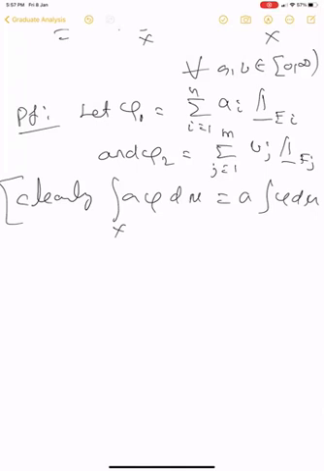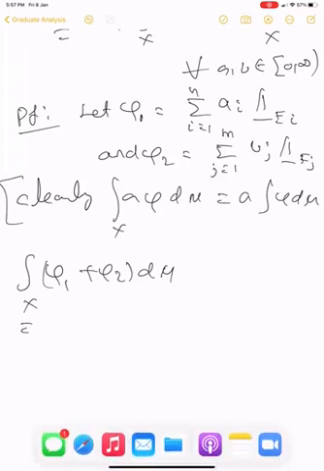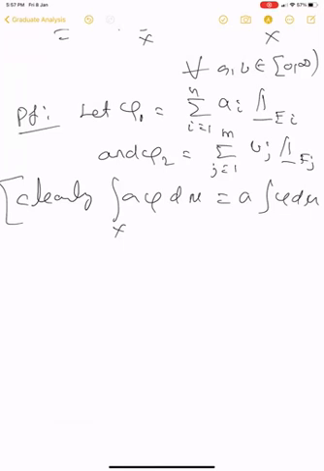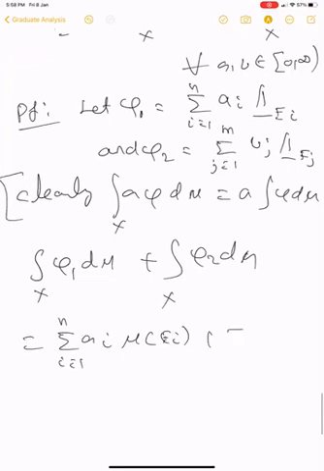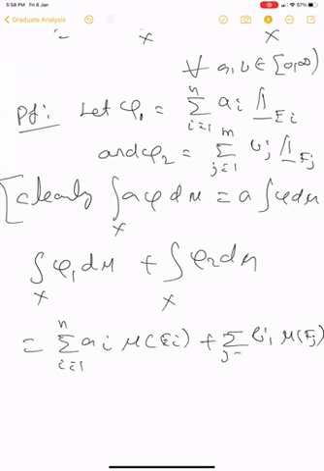So we only have to verify that the integral of phi 1 plus phi 2 is the integral of phi 1 plus the integral of phi 2. That's what we have to verify. So I will just quickly verify this. I will go the other way. The integral of phi 1 d mu and the integral of phi 2 d mu over x is equal to the summation of a_i mu of E_i, and the summation of b_j mu of F_j, j equal to 1 to m.